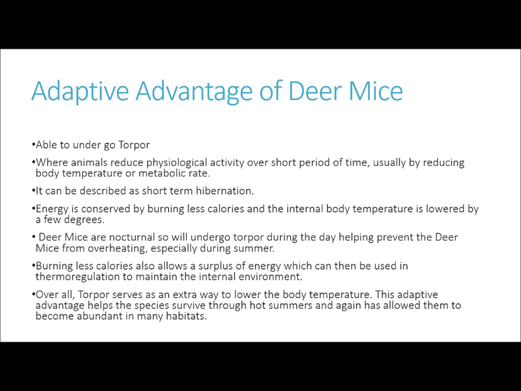Burning less calories also allows a surplus of energy which can then be used in thermoregulation to maintain the internal environment. Overall, torpor is a well-controlled thermoregulatory process which serves as an extra way to lower the body temperature, which is critical to the deer mice as they cannot lower their body temperature as well as they can raise their body temperature, as explained earlier. This adaptive advantage helps the species survive through hot summers and again has allowed them to become abundant in many habitats.